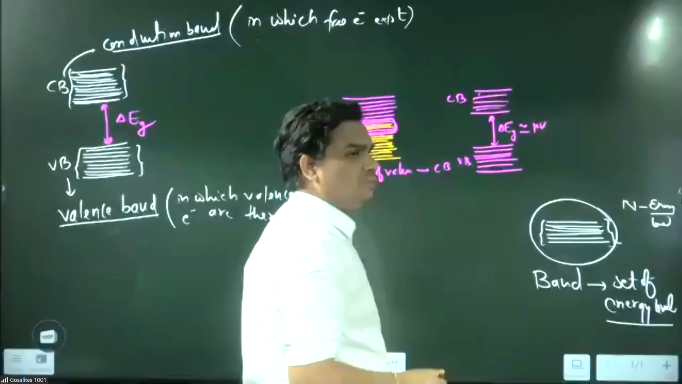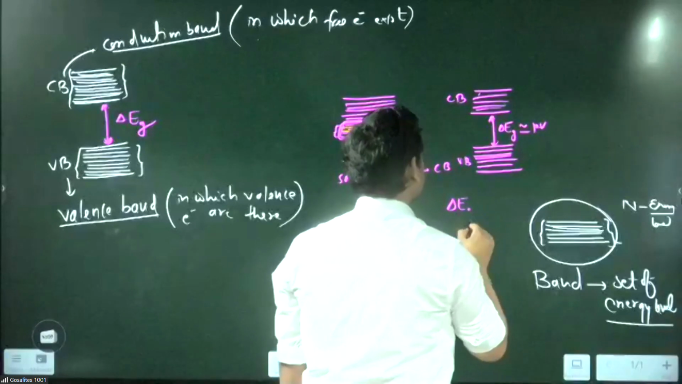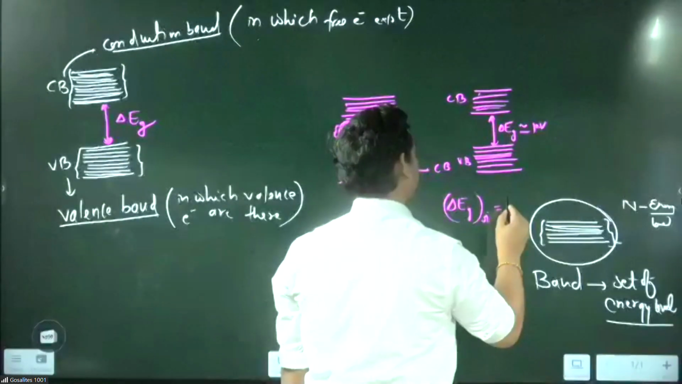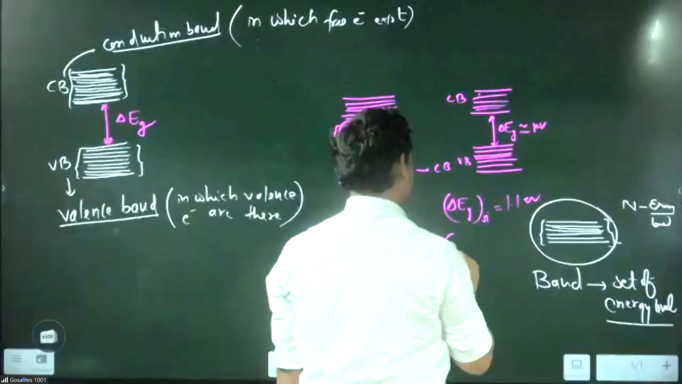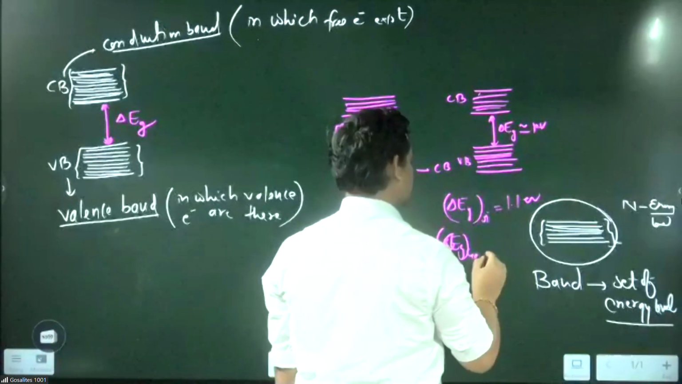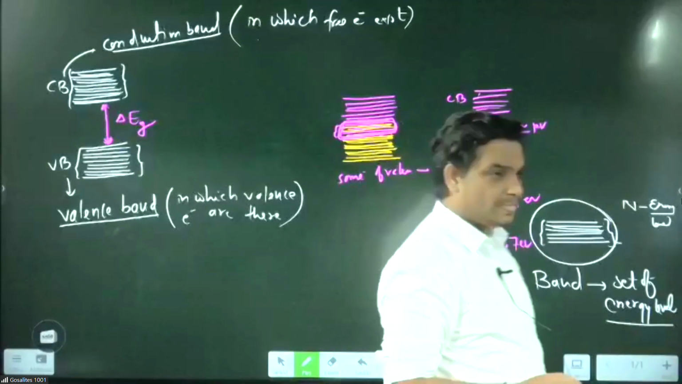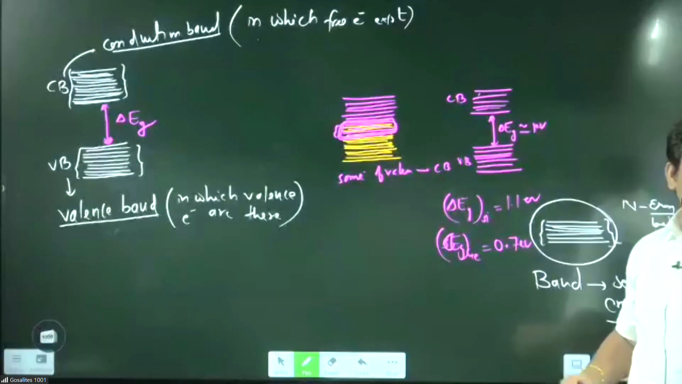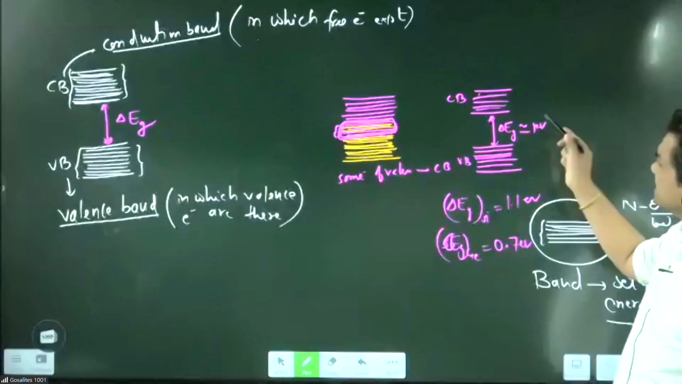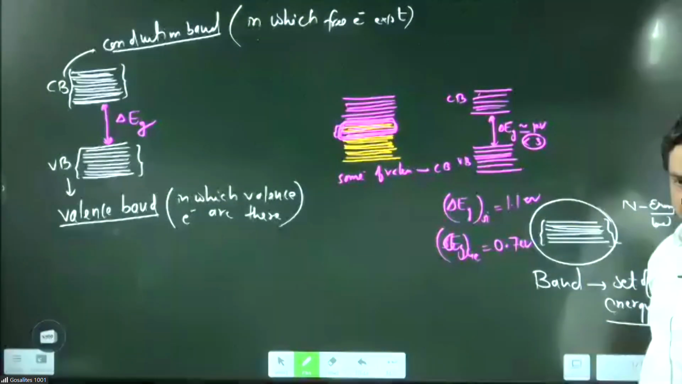For silicon we know this gap is 1.1 electron volt, and for germanium we can write delta Eg is 0.7 electron volt. So it is around 1, or we can say less than 3.